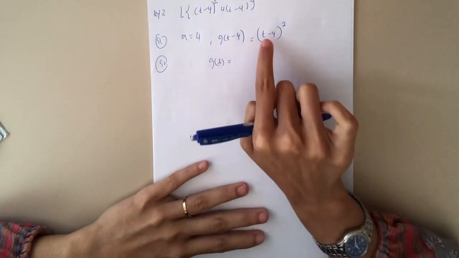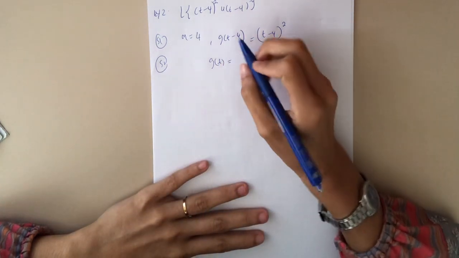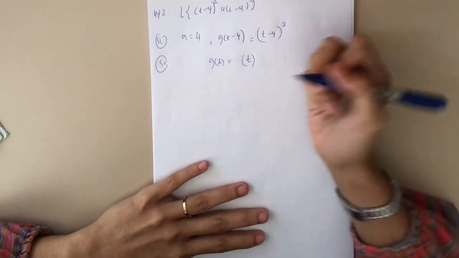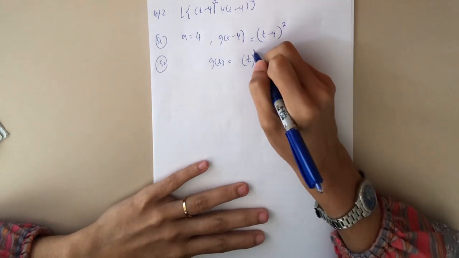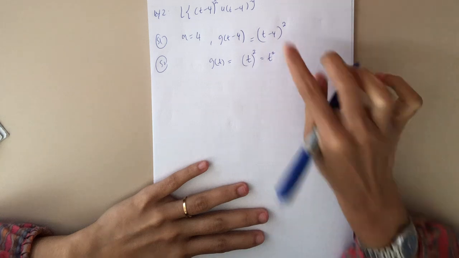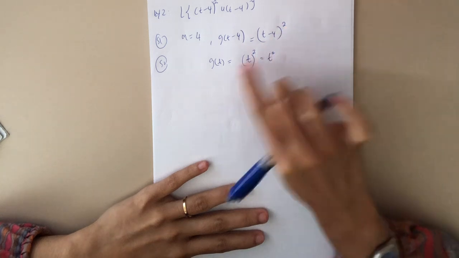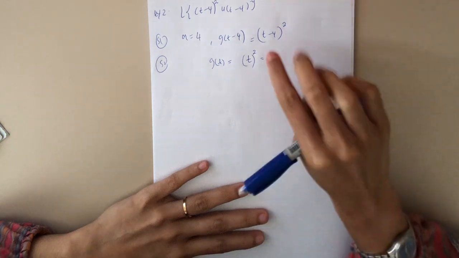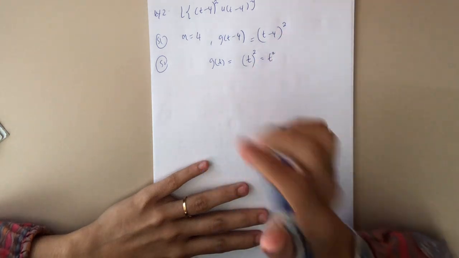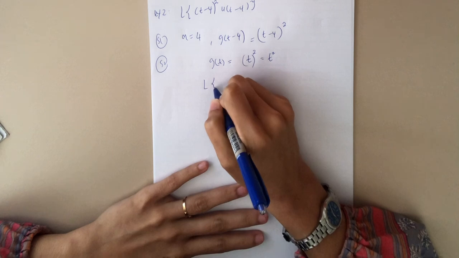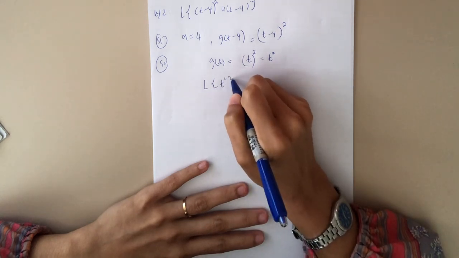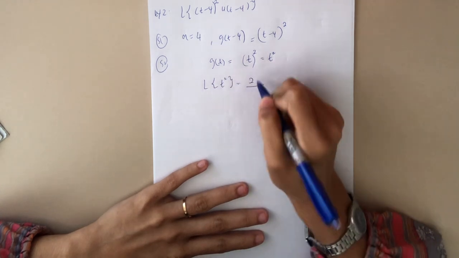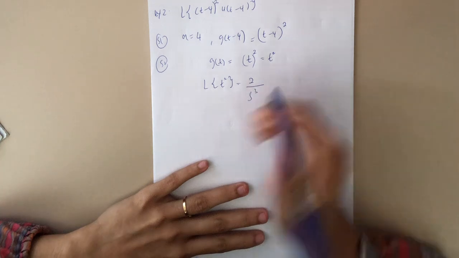Here is t minus 4, you get (t minus 4) squared. So if g(t), it means that it's t only inside the bracket, squared. So the square you must also bring together. Don't leave it there. You must bring this square. And of course, we will find the Laplace transform for t squared. So it will be 2 factorial, which is equal to 2 over s cubed.